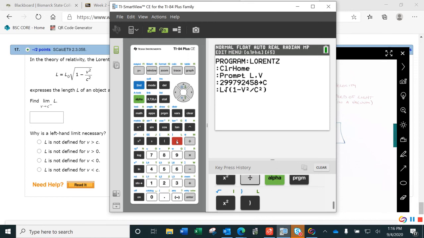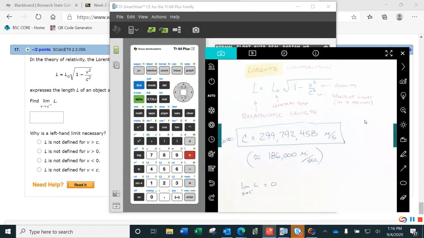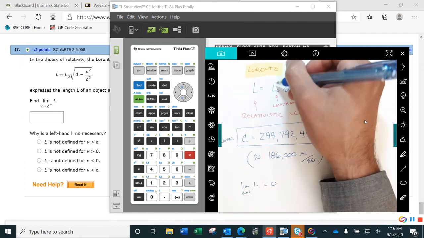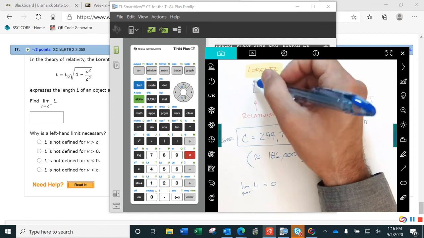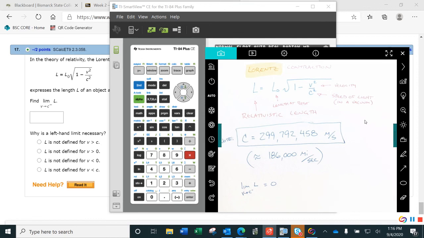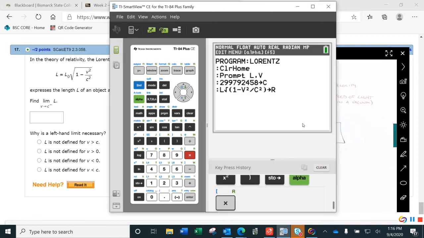Now I think it needs to be stored to something, so we're going to store this. This is the length, the relativistic length. Let's store that to R. R seems appropriate. There we go. So now on our formula, what's happening is this, the relativistic length, this is R, because we used L for this length, and then this one is R. We're using R to store it in our program. You don't want 2 L's, that would be weird, right? Alright, so now it knows what it is.